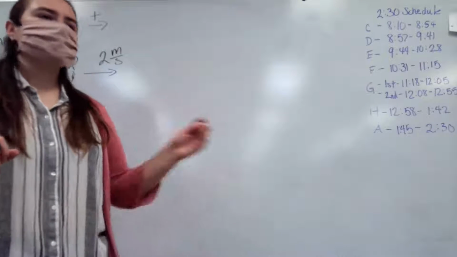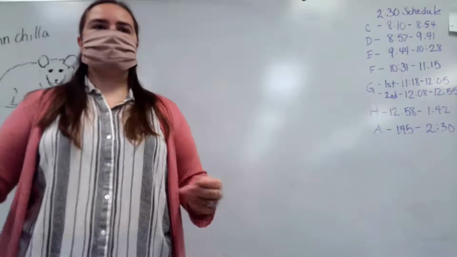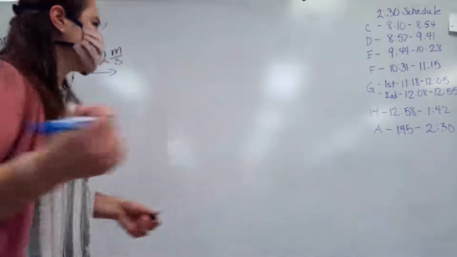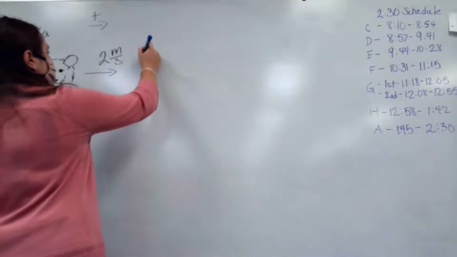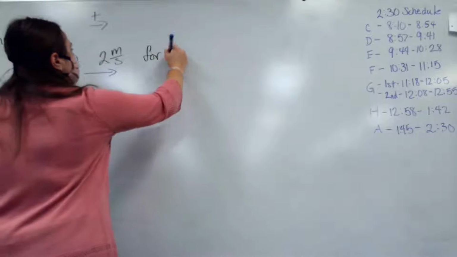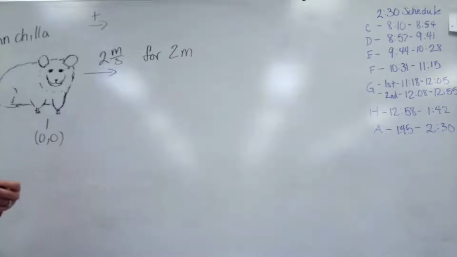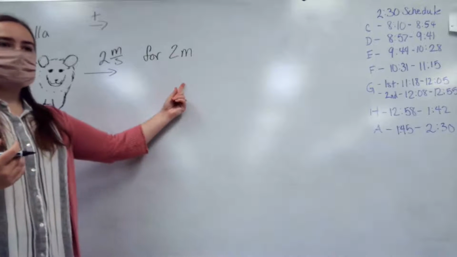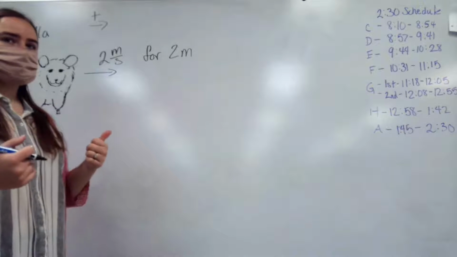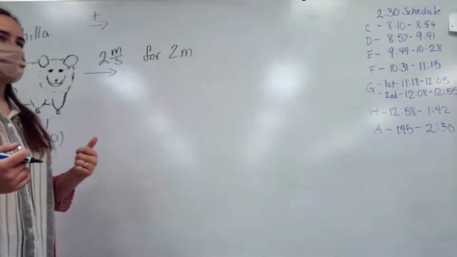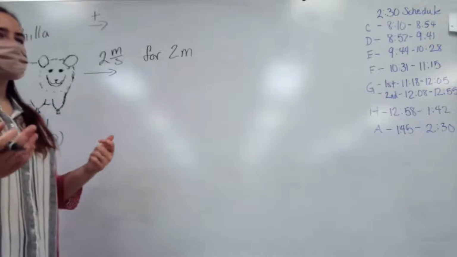Let's say that from one side of his cage to the other, let's say he's got a nice big cage, is 2 meters. 2 meters is a pretty good size cage. Our question this time is going to be, how long does it take the chinchilla to go these 2 meters? You can probably look at it and tell me. You're going 2 meters per second, should be easy.